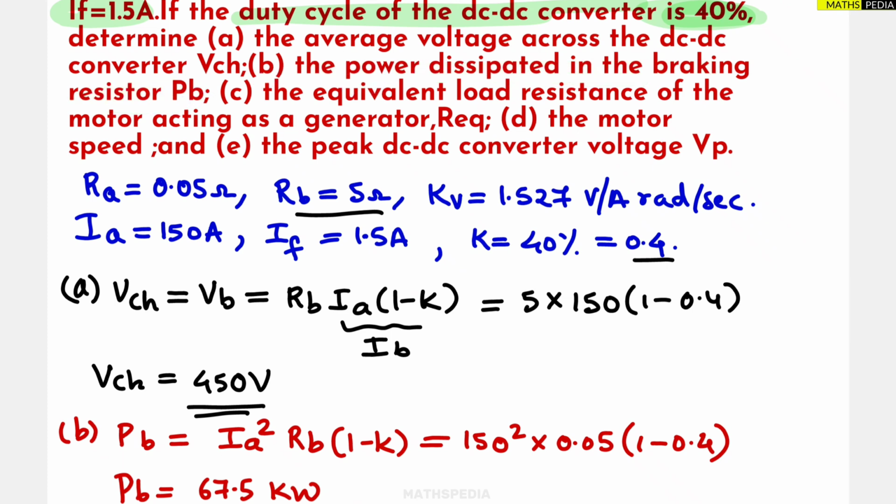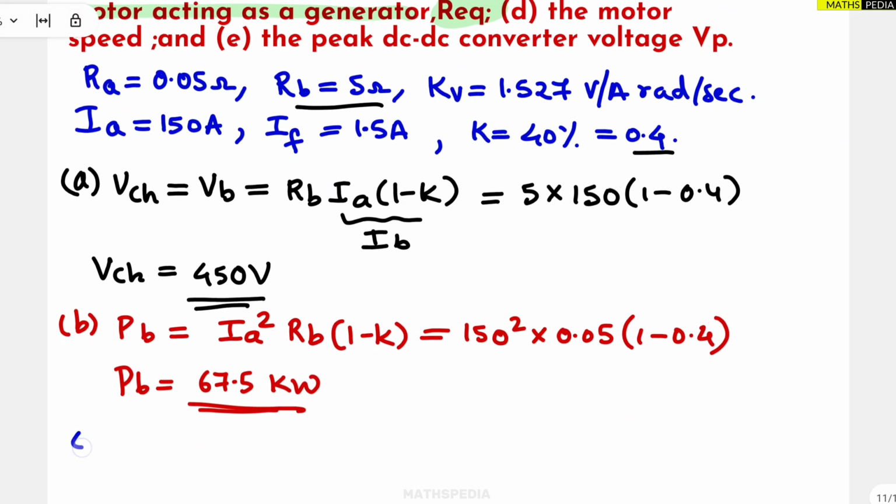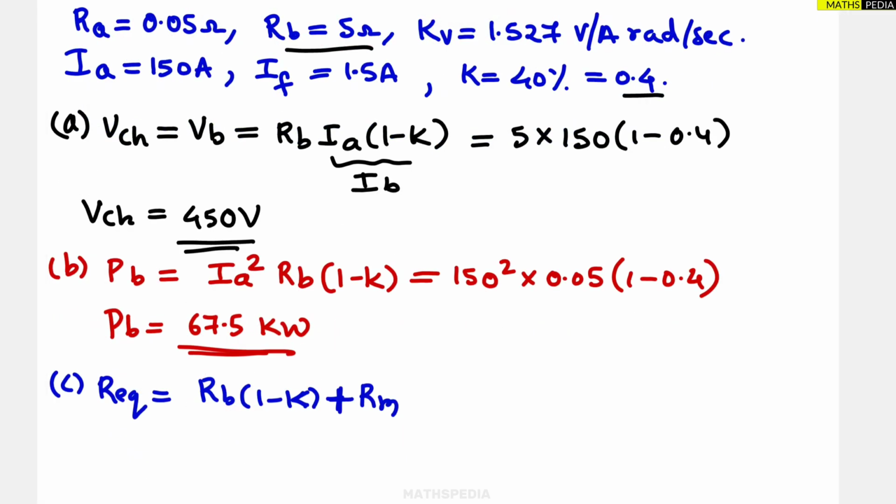The third part of the question is the equivalent load resistance of the motor acting as a generator. R equivalent we have to find. This is for the rheostatic braking, you have to remember that. So for the C part, R equivalent, the formula is RB into 1 minus K plus RM. The RM value depends on the motor. For a DC separately excited motor, it is RA plus any other series resistance. Only RA is given, so we take RA. So RB is 5 ohms into 1 minus 0.4 plus RM, which is the same as RA, 0.05. You will be getting 3.05 ohms.